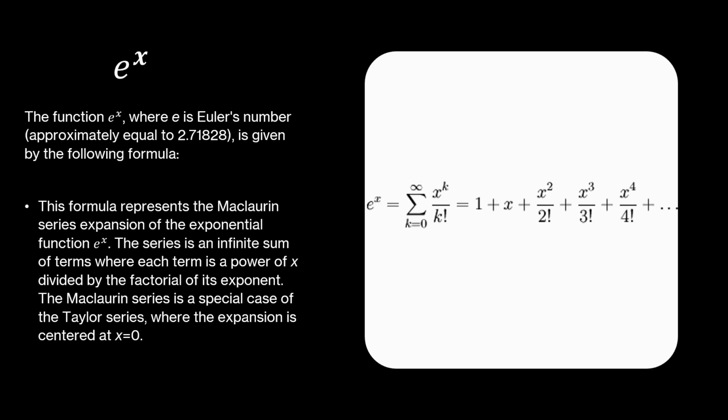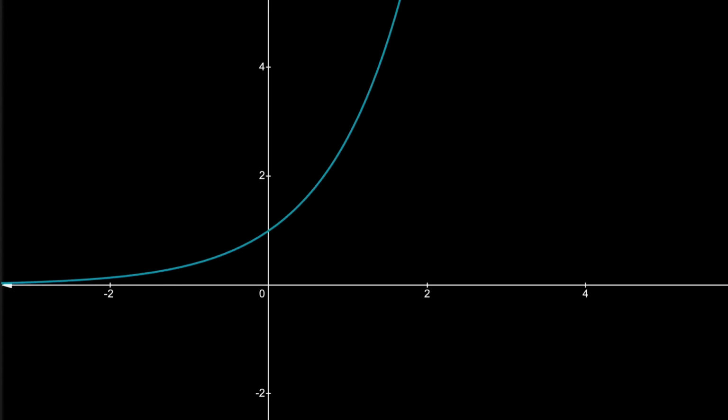Now let's talk about e to the power x. The function e to the power x, where e is Euler's number, is given by the following formula. This formula represents the Maclaurin series expansion of the exponential function e to the power x. The series is an infinite sum of terms where each term is a power of x divided by the factorial of its component. Here is the graphical representation of e to the power x.